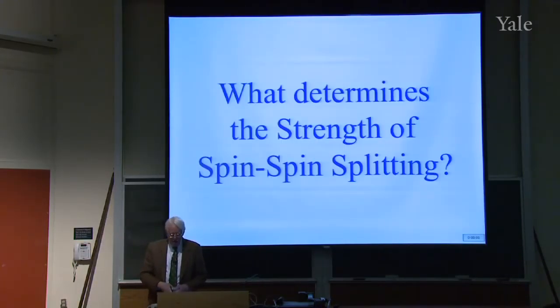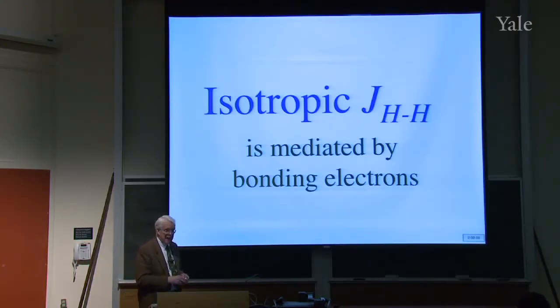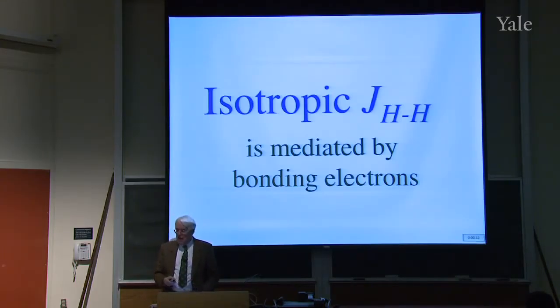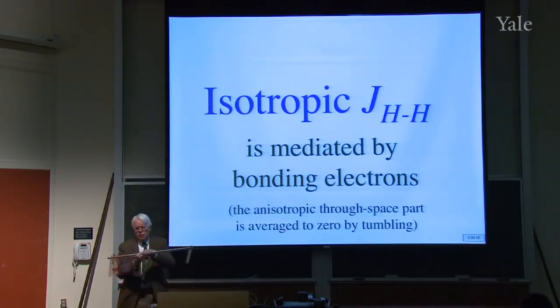Now, what determines the strength of the spin-spin splitting, how many hertz it's going to be? And so we're going to talk about isotropic J coupling between protons. And it's not a through-space magnetic interaction. It's mediated by bonding electrons.